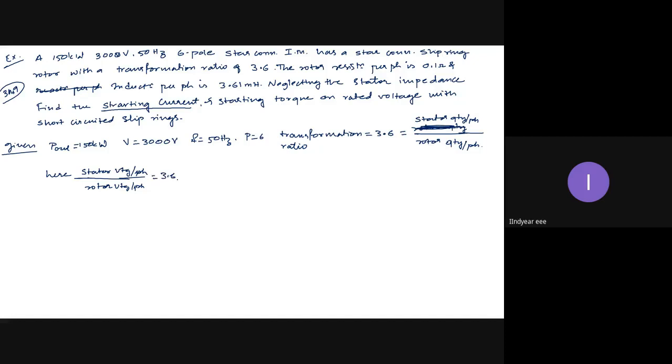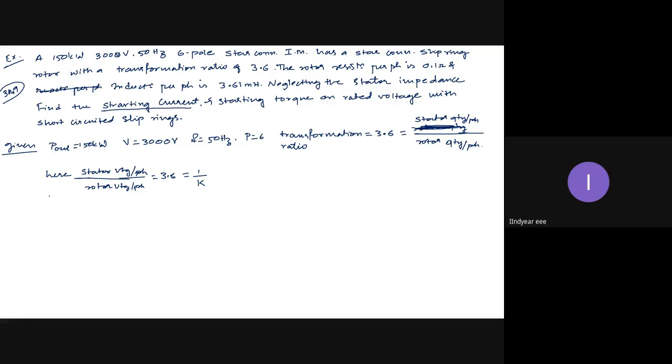If it is mentioned that the transformation ratio is less than 1, then it is rotor quantity to stator quantity per phase. You should keep this very much in mind, because most people will go wrong here. We have studied transformation ratio as rotor voltage to stator voltage in transformers, but suddenly when we come to induction motors, it is getting reversed. So this is equal to 1 by K, where K is the rotor to stator transformation ratio.